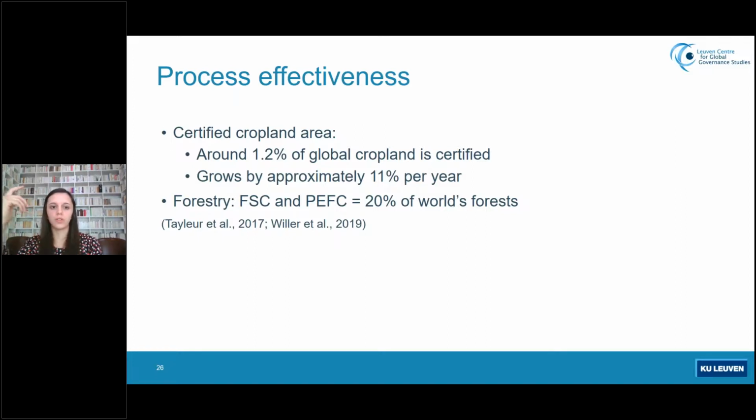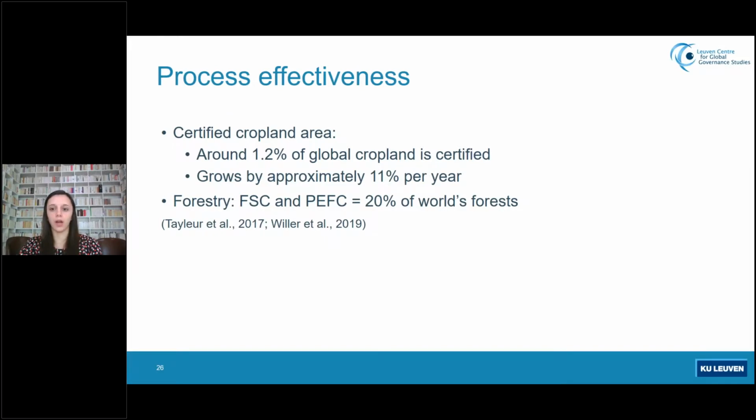But another way to look at adoption is by looking at the area that is certified. As we saw, most VSS are active in agri-food products, so we can estimate the cropland area that is certified globally. And actually, there are studies from Taylor and co-authors, as well as by Wheeler and co-authors, that show that about 1.2% of global cropland is certified. And this, of course, might not seem to be a lot, but their studies also show that the certified area actually grows by 11% per year in the world. So this is more significant.